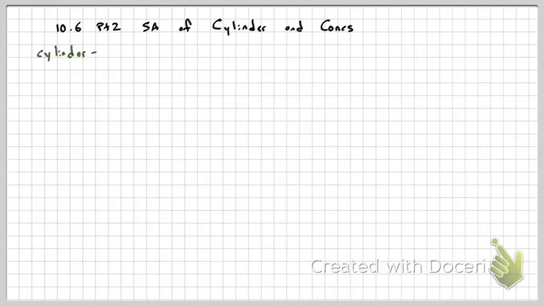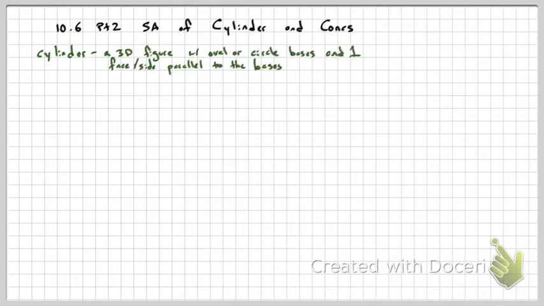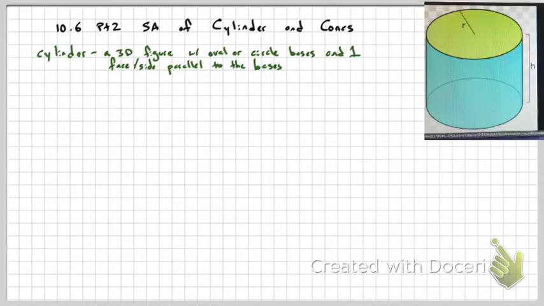So a cylinder differs from a prism in that the bases are now circles, okay? So a 3D figure with oval or circle bases, and there's actually only going to be one face or side, and that side is parallel to our bases, right? So here's kind of what a cylinder looks like. We've got our two bases that are always going to be circles. For us, it's going to be circles. We'll never use ovals. And then you have your lateral face.